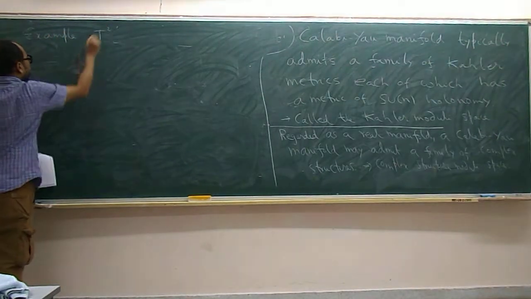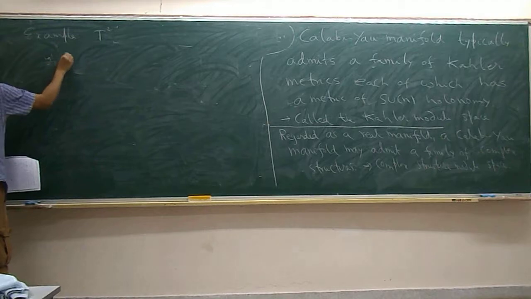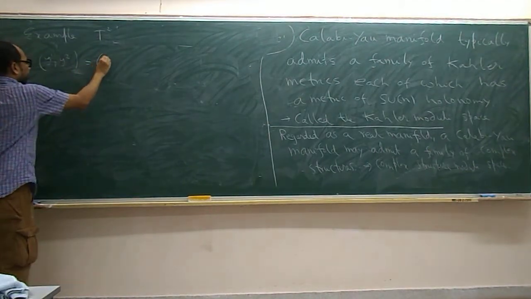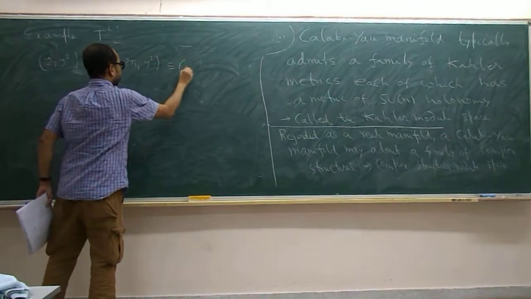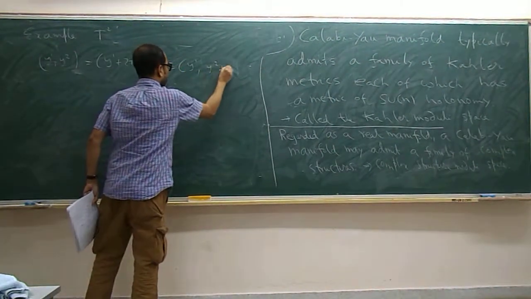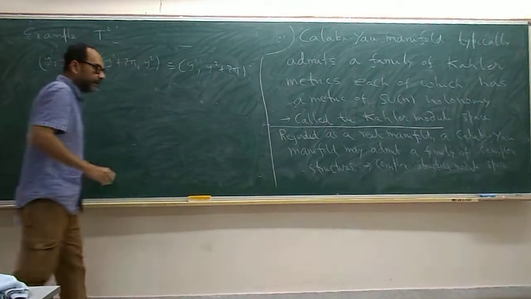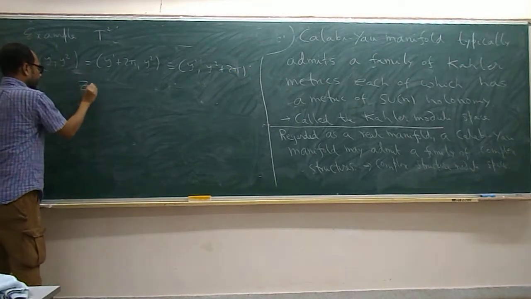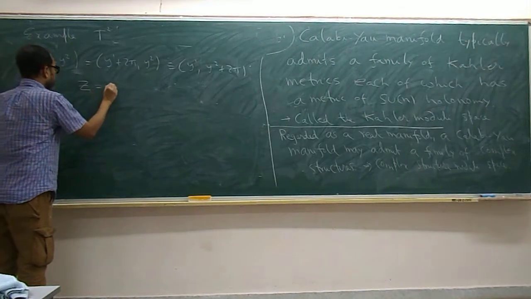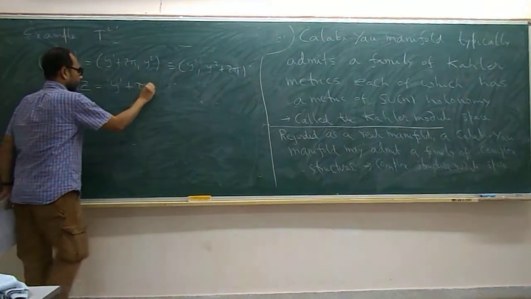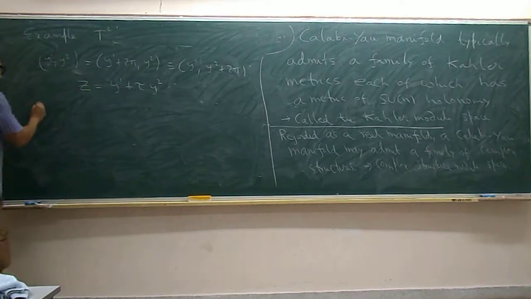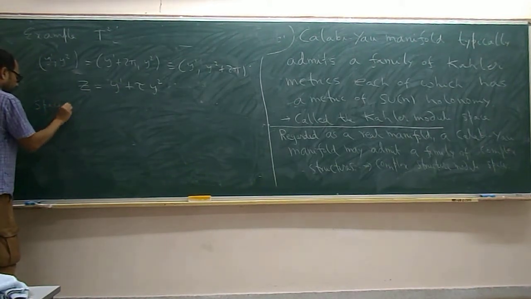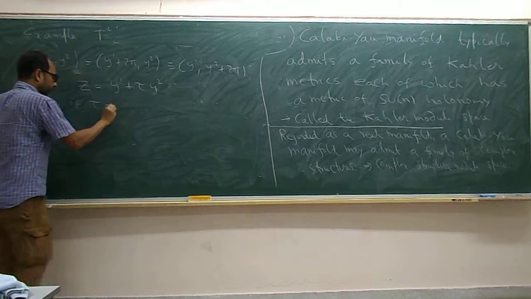Okay, so this I already said: in the real coordinate system I write y1 plus 2 pi, y2, which is equal to y1, y2 plus 2 pi. Okay. Now we introduce a complex coordinate z equal to y1 plus tau y2. So the space of tau gives you the complex structure moduli space.